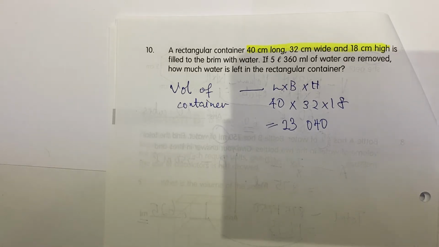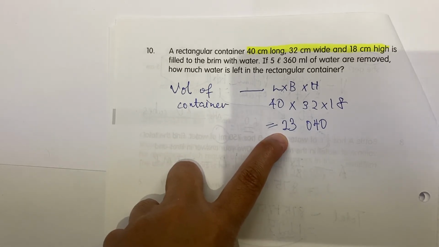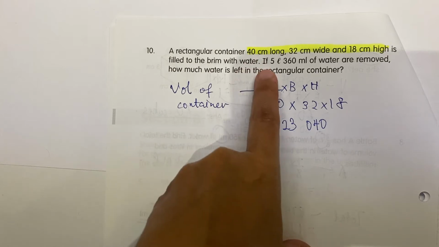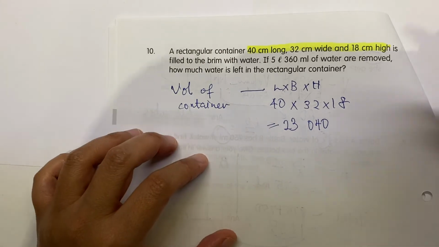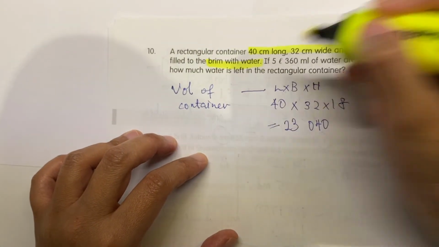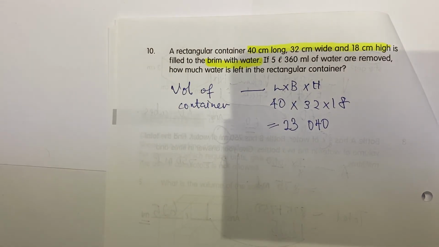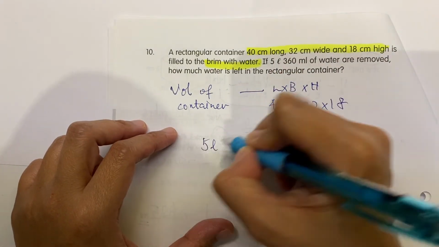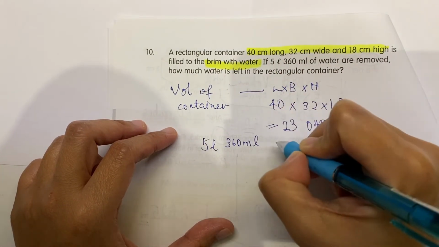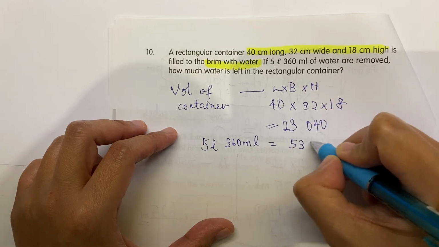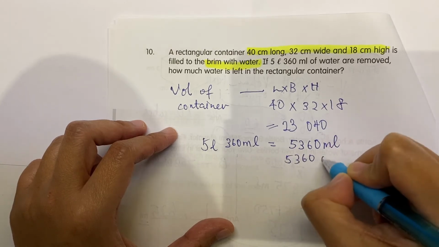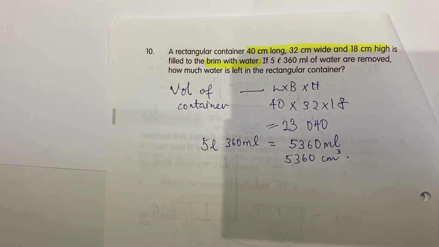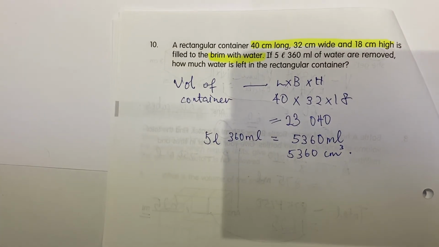Now this container, that's the volume of the container. Now this container is being filled with water all the way to the brim. The brim means all the way to the top. Okay, so they fill up this container with water all the way to the brim. Then if 5 liter 360 ml of water are removed, so they remove this much water. So 5 liter 360 ml is equivalent to 5360 ml, also 5360 cubic centimeter. Okay, so that much water is being removed.